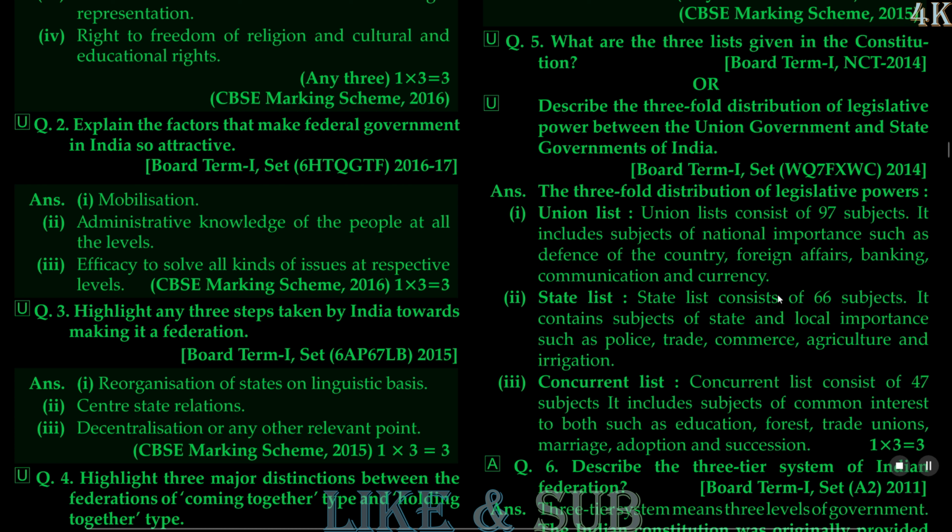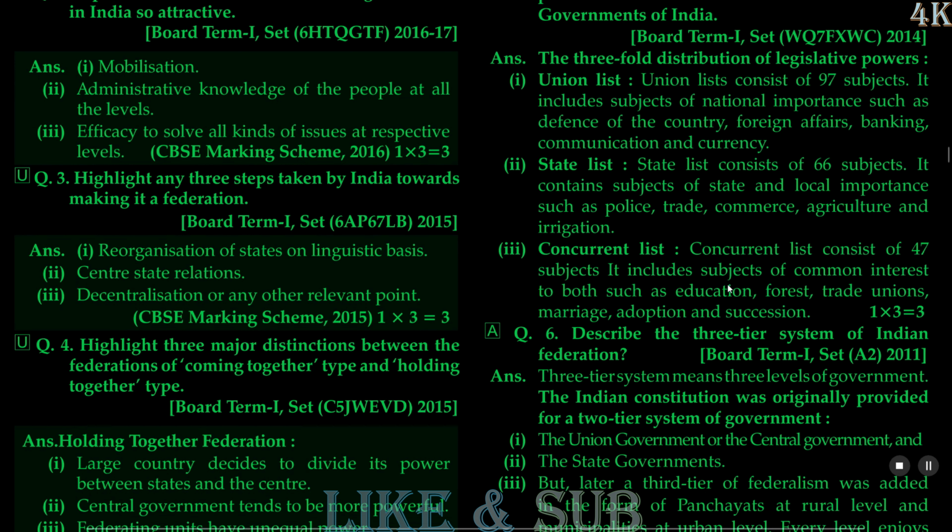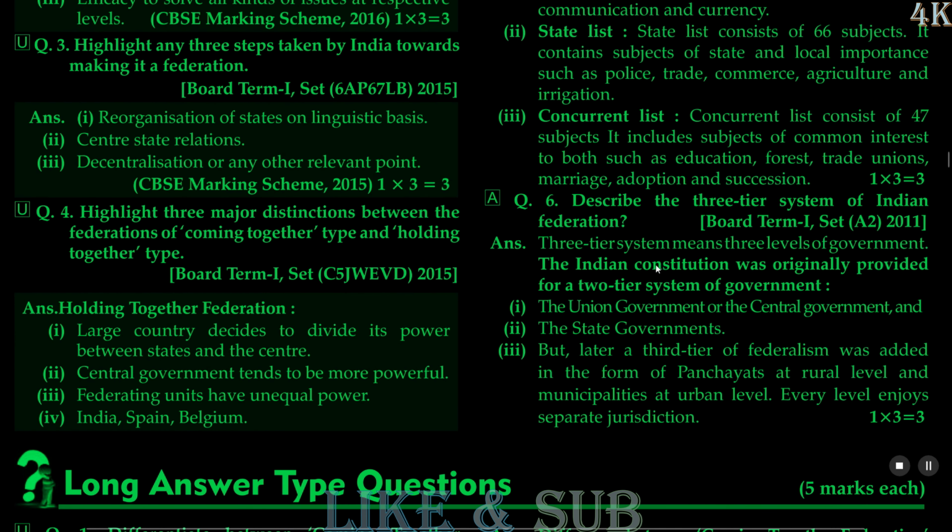2. State list. State list consists of 66 subjects. It contains subjects of state and local importance such as police, trade, commerce, agriculture, and irrigation. 3. Concurrent list. Concurrent list consists of 47 subjects. It includes subjects of common interest to both such as education, forest, trade unions, marriage, adoption, and succession.